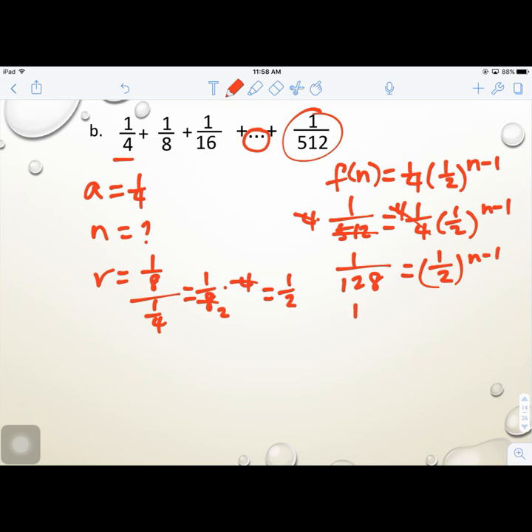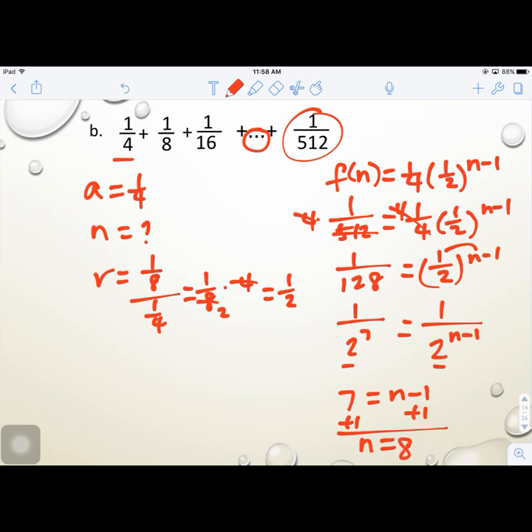And we're going to rewrite the 128 as 2 to the 7, and then distributing that power, it'll be 1 over 2 to the n minus 1. So now we got top equals top, base equal to base, and then exponents must equal. So n minus 1 equals 7, add 1 to both sides, and we have n equals 8. And now we figure out that n is equal to 8.